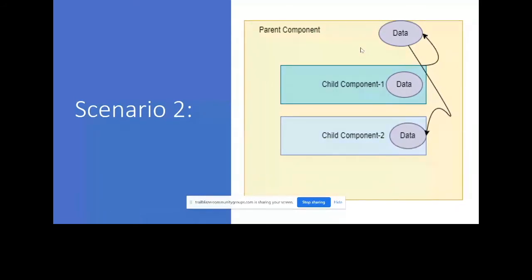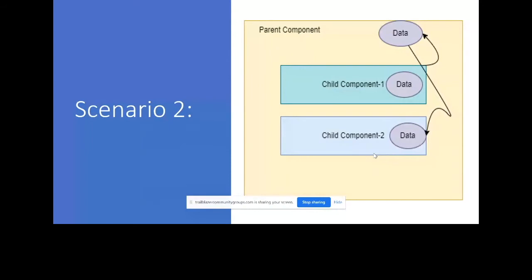Now there comes one situation. Say we have one parent component and two child components. Since they are children of the same parent, we can call them siblings. Just imagine a parent component having two child components. In child component 1, we have a button. On click of this button, we are passing some data to child component 2. How can we achieve this scenario?